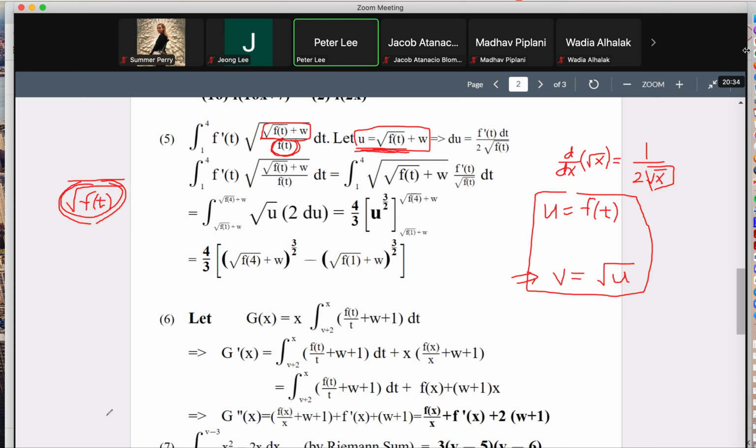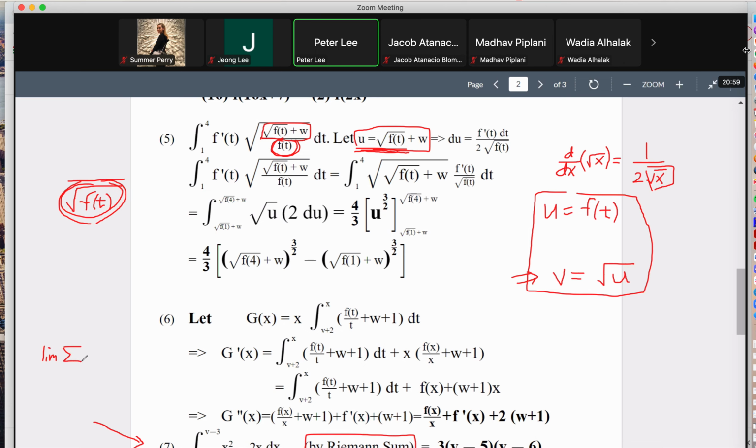By the way, on problem number 7, which I didn't do, you had to evaluate this integral by Riemann sum. That is by that limit, sigma. And then many of you didn't read the instruction carefully. Let me just read the instruction.